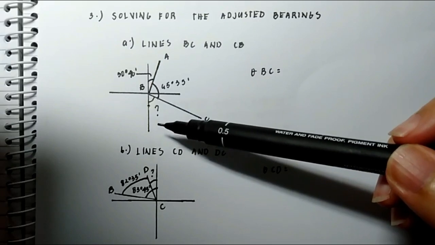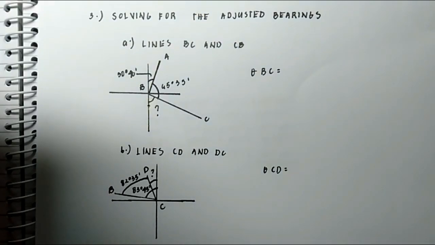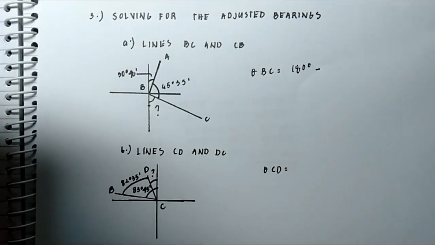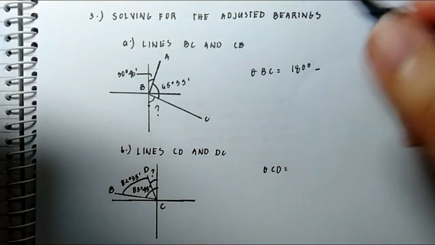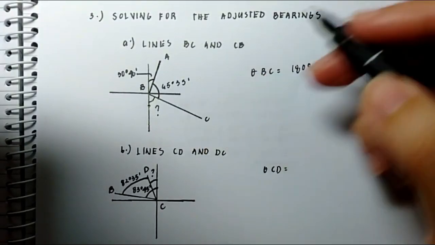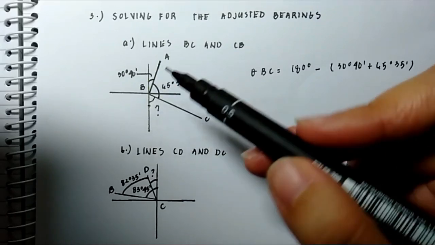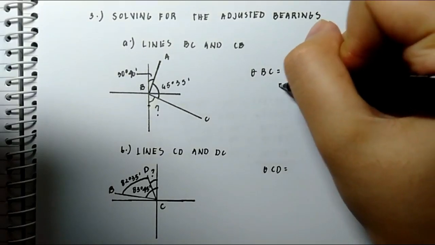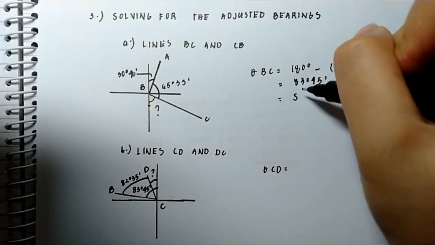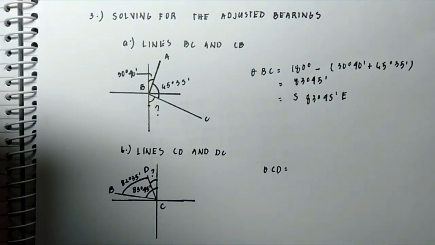So, ano yung magiging formula natin for that? So, ang magiging formula natin for that, for BC ay 180 degrees minus yung ito na 30 degrees, 40 minutes plus ito 65 degrees 35 minutes. Kasi ito yung hahanapin natin eh. Hindi natin sila pwede ipag-add lang kasi nandito siya. So ang answer for that would be 83 degrees and 45 minutes, or ilalagay natin na south 83 degrees 45 minutes east. So yan na yung adjusted bearing of BC. Yan na yung bago niyang bearing.